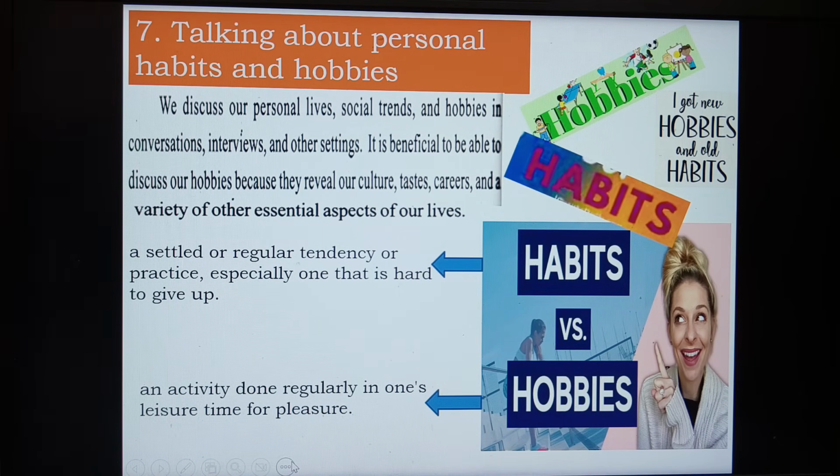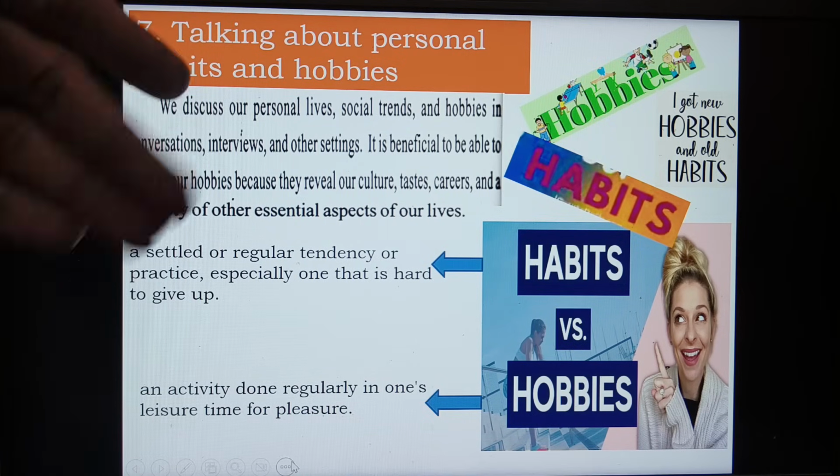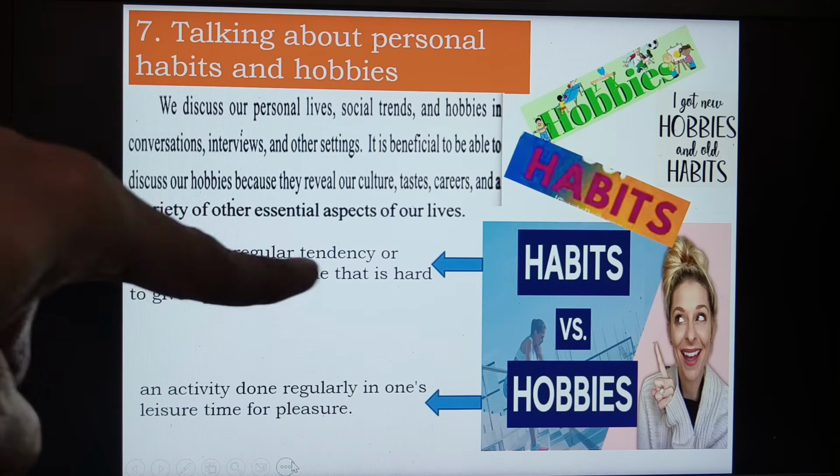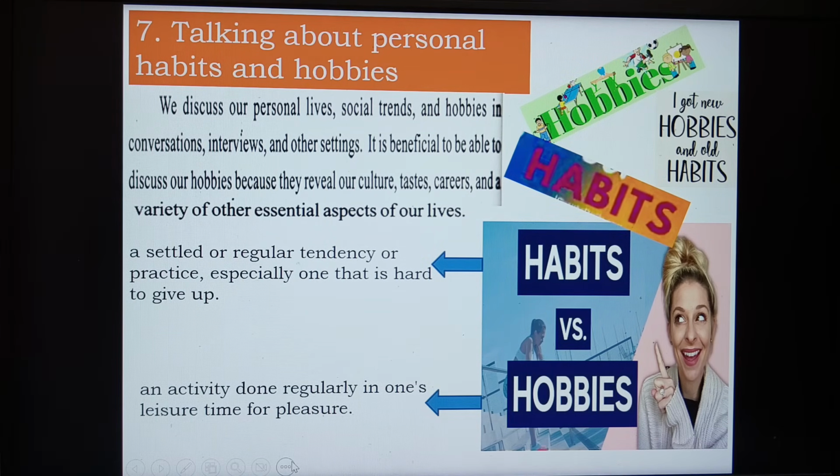Friends, in our day-to-day life, we keep discussing multiple things with so many of our friends and maybe in the interviews and many other aspects. And friends, we have two words here. One is habit and the other one is hobby. And I try to explain here what is a habit and what is a hobby. Habit, a settled or regular tendency or practice, especially one that is hard to give up. Habit is the one which is formed in a long run.